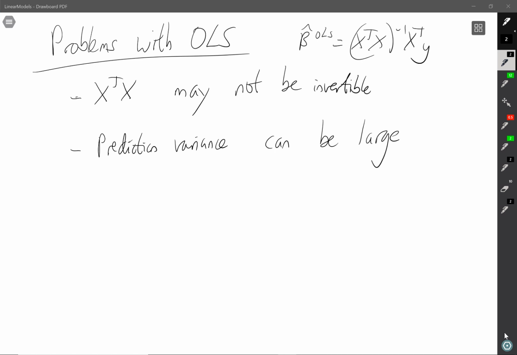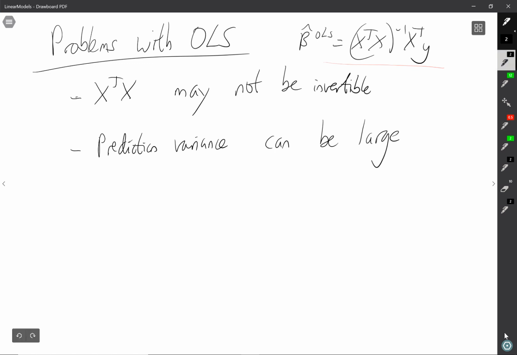So we're now going to look at two alternatives to ordinary least squares. And these are motivated by two of the problems we often find with OLS. The first of which is that if we recall the OLS formula, (X^T X)^{-1} X^T y, it requires us to invert a matrix X^T X. Now in many problems we may find that X^T X is not invertible, or it's close to being invertible, which makes it numerically unstable.